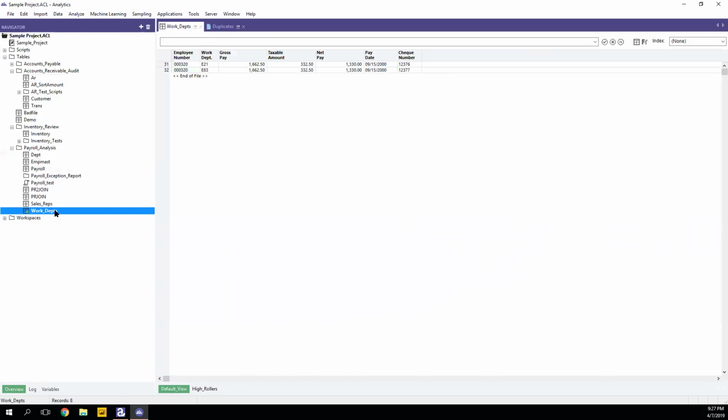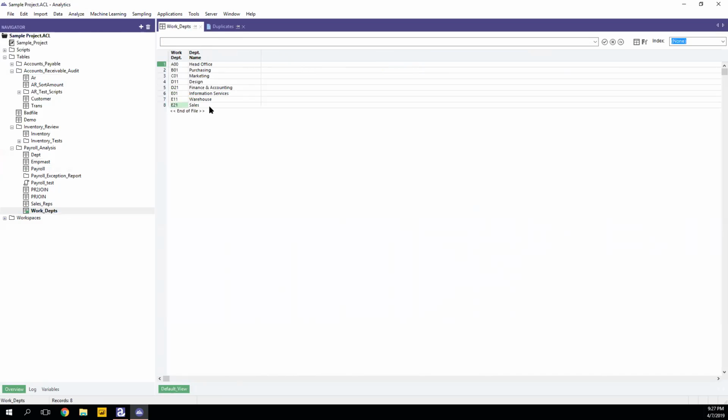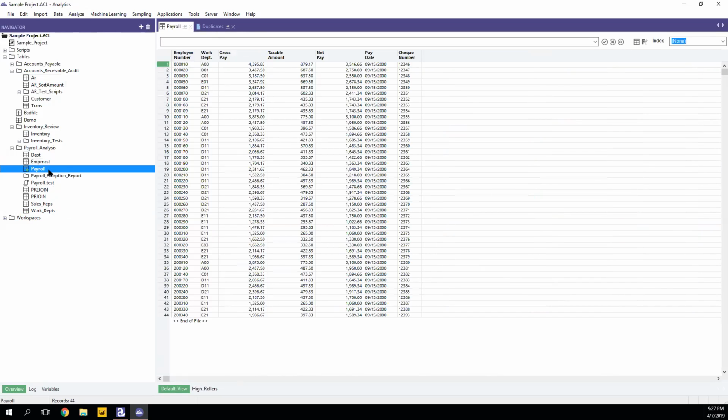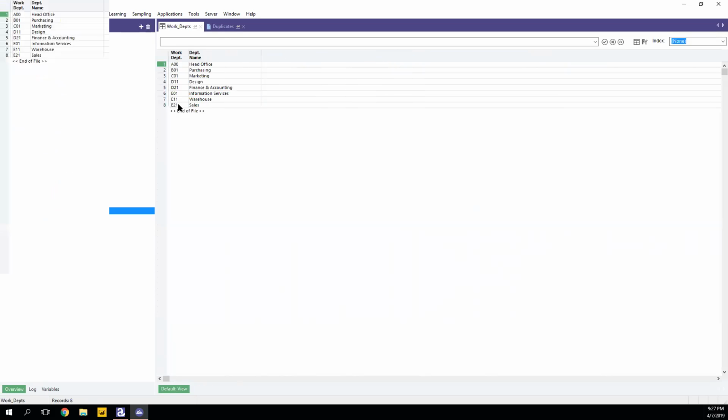I've got this table down here. Here's work departments. E21 is sales, and the other one was, I'll have to check that again. I want payroll. It was check 77. Here we go, E21, E83. There is no E83. Interesting.